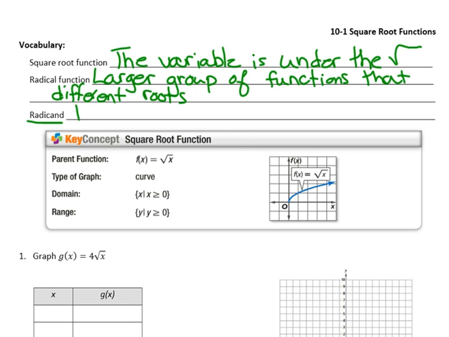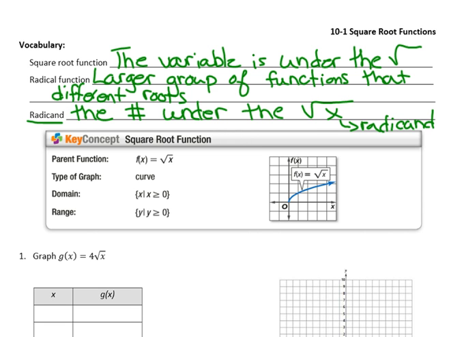So the radicand is the number under the square root symbol. So if this is x, x would be the radicand, which is kind of a silly word, I admit.